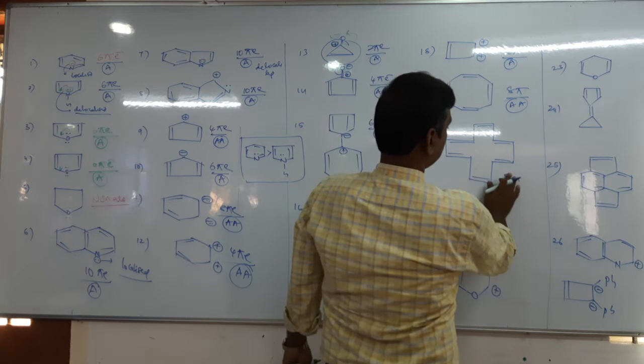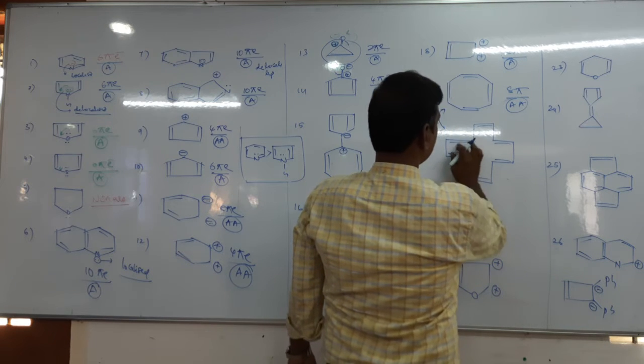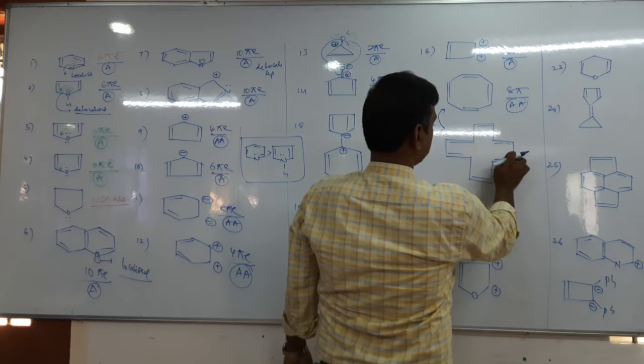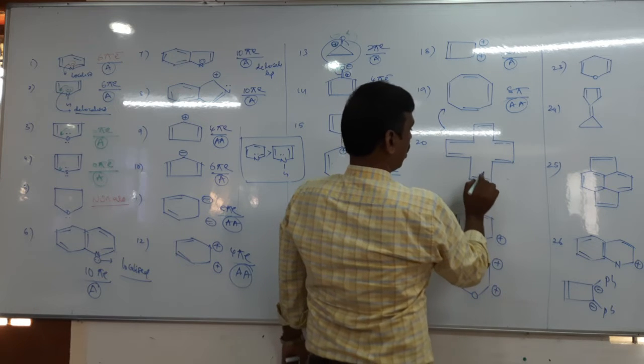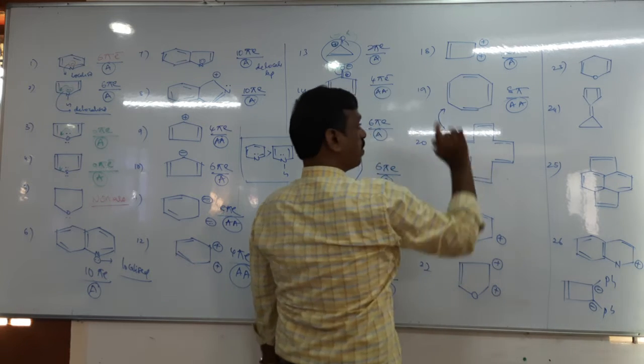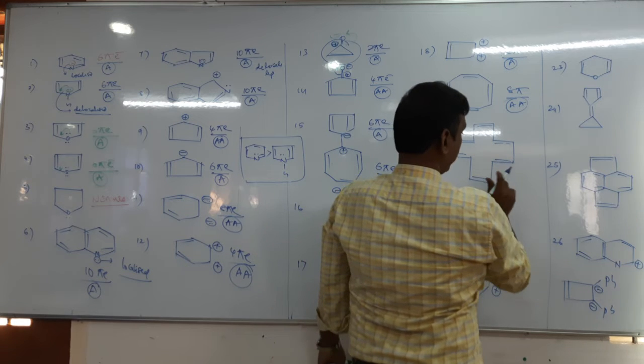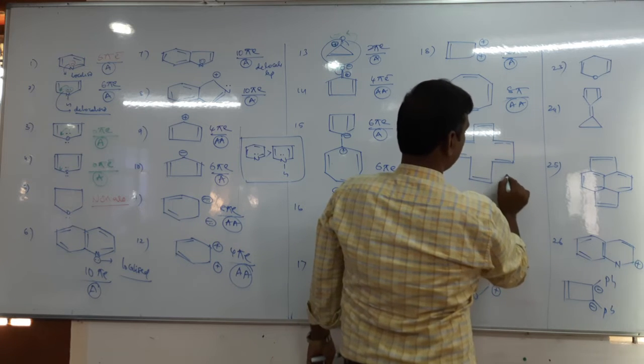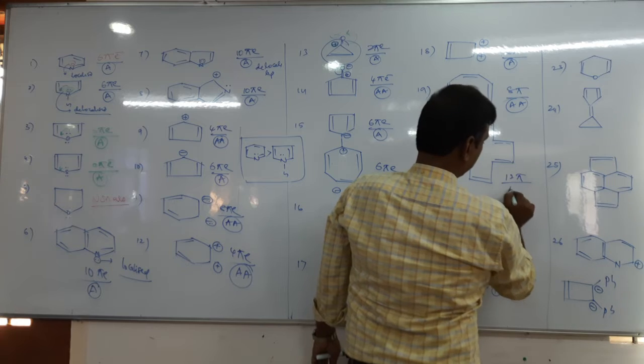No, 1 second. 1, 2, 3, 4, 5, 6, 7. No, both are different. It is 8 membered. It is 12 membered. Tell me, it has how many pi electron? 12 pi electron. That is anti-aromatic. Okay.